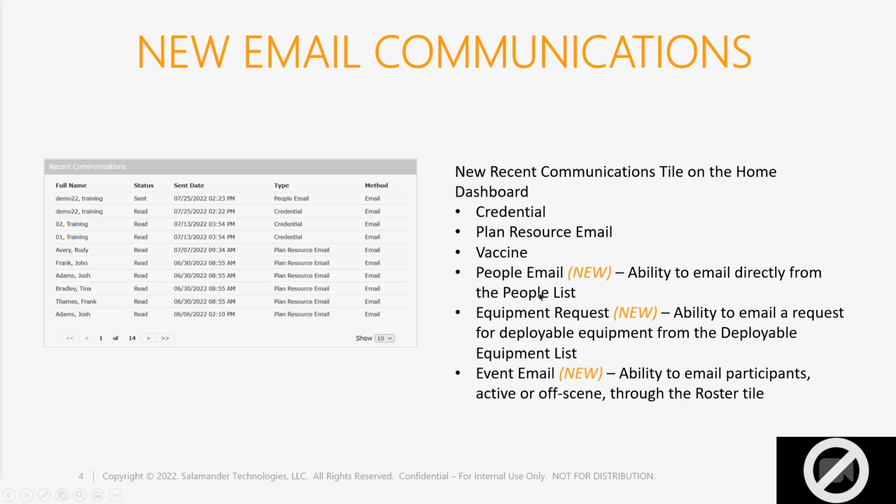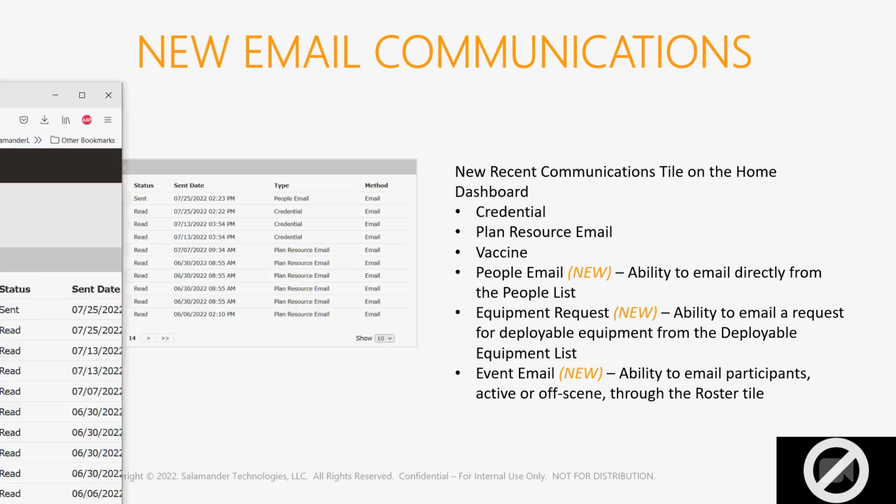The first one is the ability to email people. It's a short little message directly from the people list. And I'll show you exactly where that's located. The second email communication availability is the ability to email a request for deployable equipment. This is done through the deployable equipment list. And last but not least is the ability to email participants who are active or off scene through the roster tile. Let me just pull up SalamanderLive so you can actually see this in action.